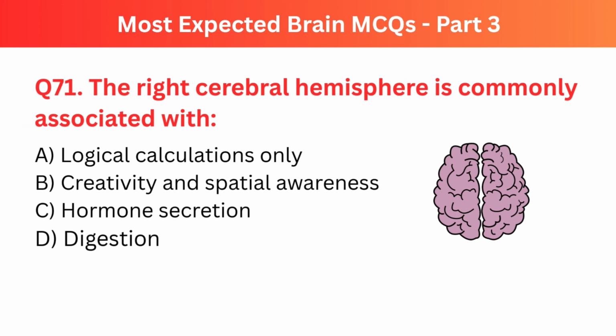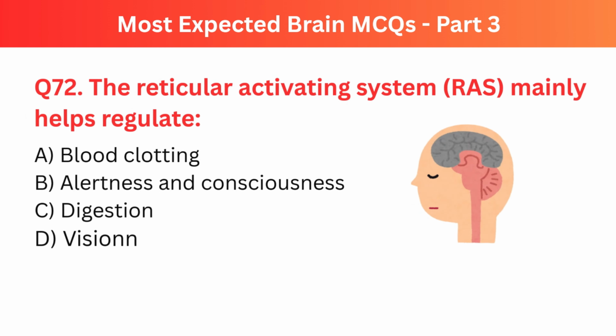Question number 71. The right cerebral hemisphere is commonly associated with. The right option is B. Creativity and spatial awareness. Question number 72. The reticular activating system mainly helps regulate. The right option is B. Alertness and consciousness.